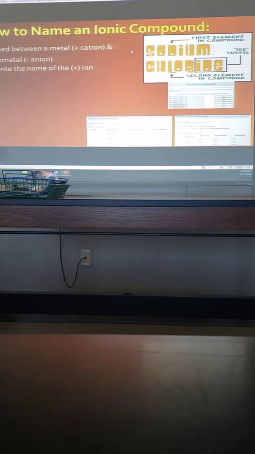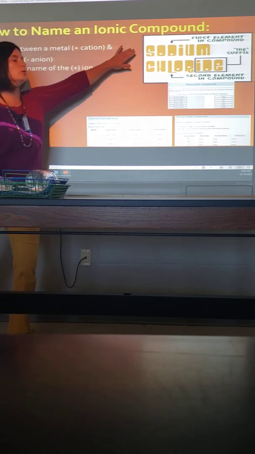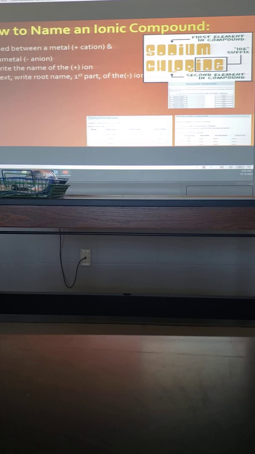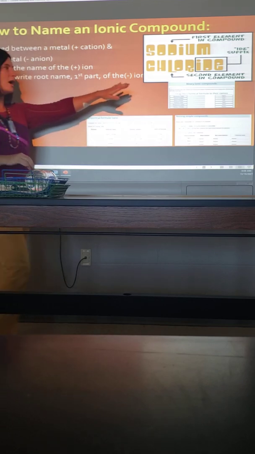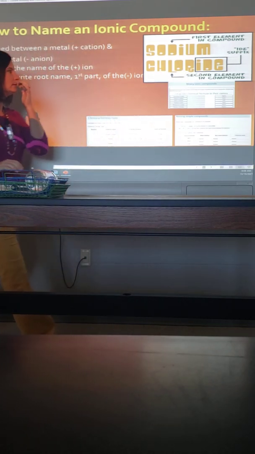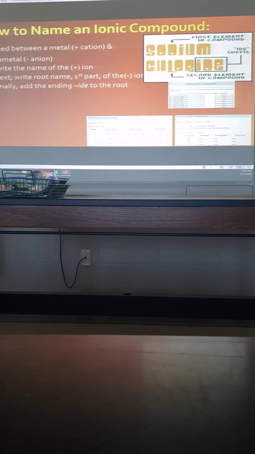So we're going to write the name of the positive ion first, in this example, sodium. Then we're going to write the root name, the beginning part of that second ion. The way I like to think about it is, if the anion is chlorine, we just want the chlor. We drop the ending of -ine. The chlorine goes to chlor, and then we add the ending of -ide. And that's it. So it becomes sodium chloride.